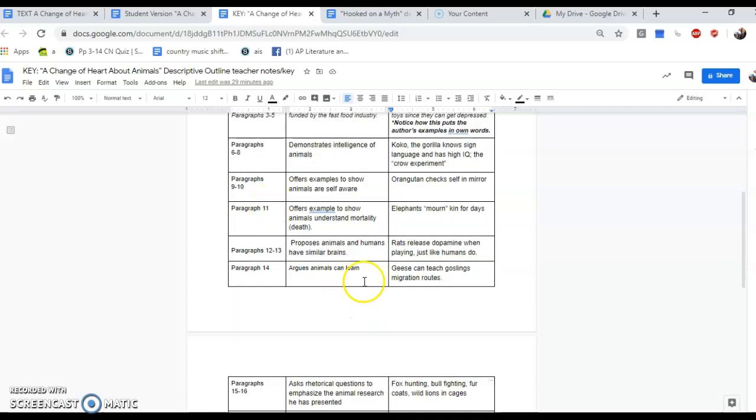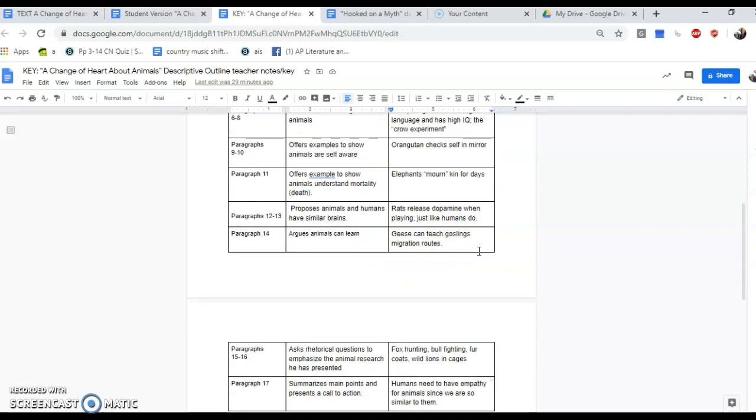Alright, then we move on to paragraphs 12 and 13. So here we have he proposes animals and humans have similar brains. So now he's offering his own opinion. I could say proposes opinion or offers his own opinion or gives opinion even, whatever it is that the function is in the paragraph. All right, and then here my example, rats release dopamine when playing just like humans do.